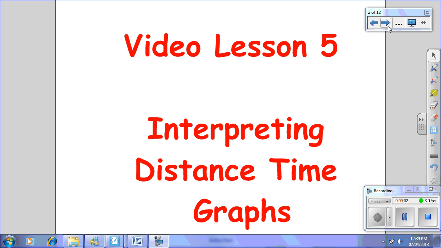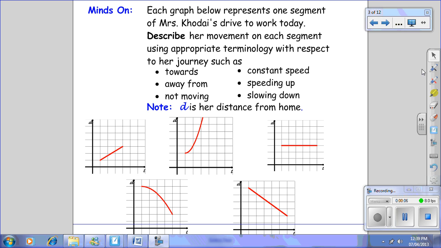Applications of linear relations, and interpreting distance time graphs. Each graph below represents one segment of Mrs. Kadai's drive to work today. Describe her movement on each segment and use appropriate terminology with respect to her journey, such as towards, away from, not moving, constant speed, speeding up, slowing down. And remember that D is her distance from home.